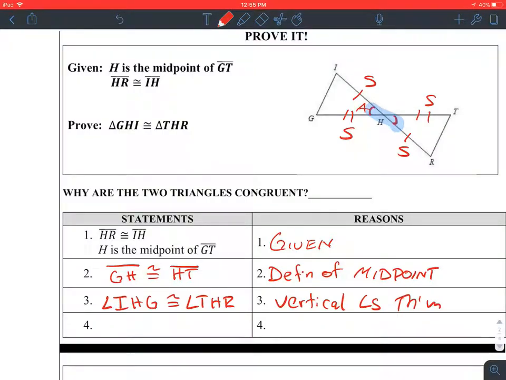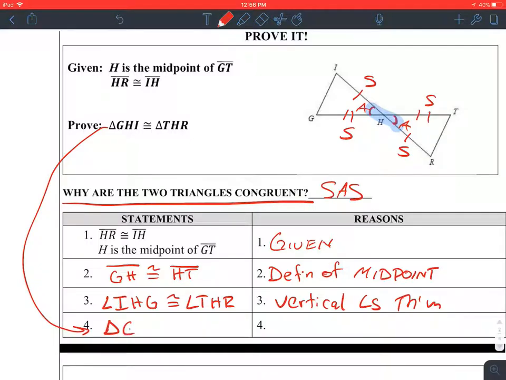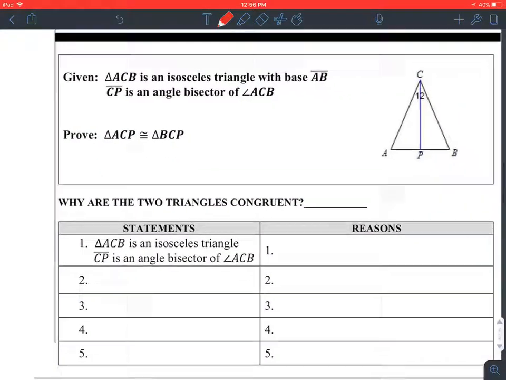Now that we have side angle side, why are these two triangles congruent? Because of side angle side. Now we can say what we were supposed to prove, which is triangle GHI is congruent to triangle THR. That's the SAS theorem. That is one sassy theorem. Moving on.